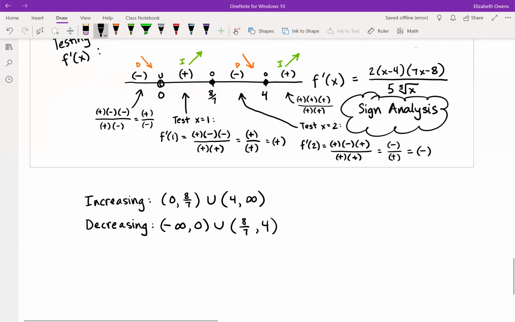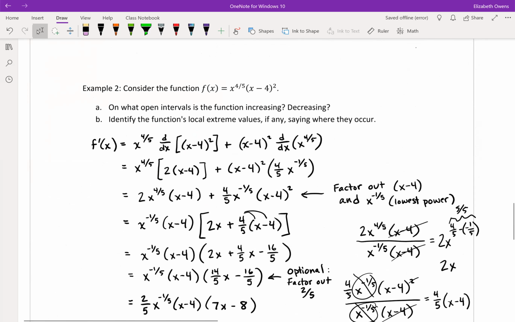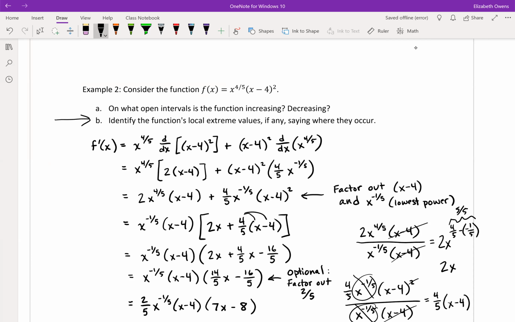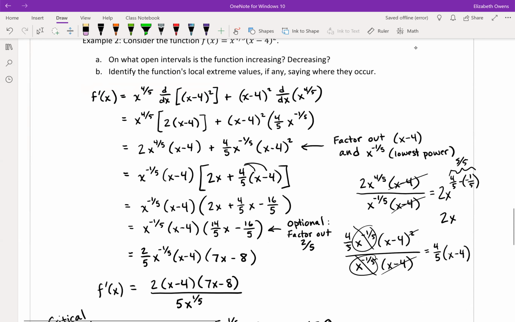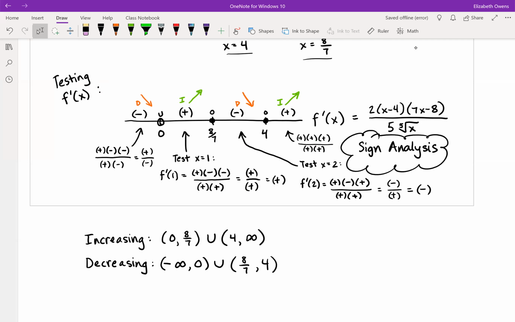So that's good. Let's see now. We've got our increasing and decreasing, and then we want to use our first derivative test and identify our extreme values, say where they occur. So we're looking for local maximum and minimum here, and we can see based on our little chart here where it's going to switch from decreasing to increasing, or the value of the derivative changes from negative to positive or positive to negative.